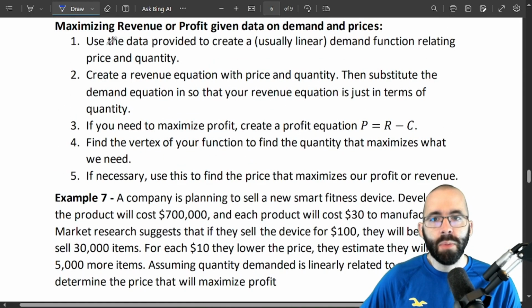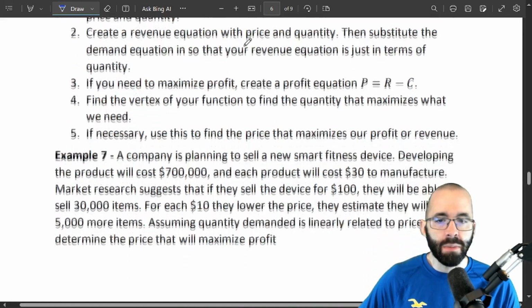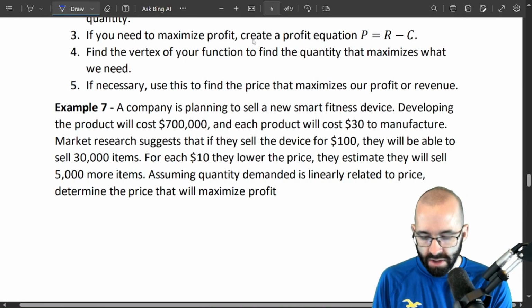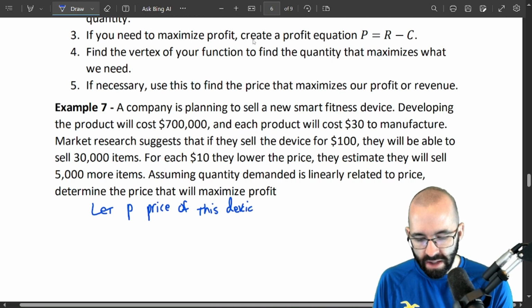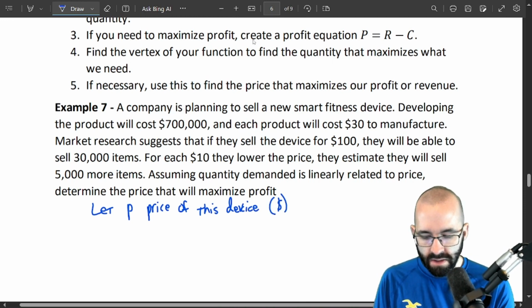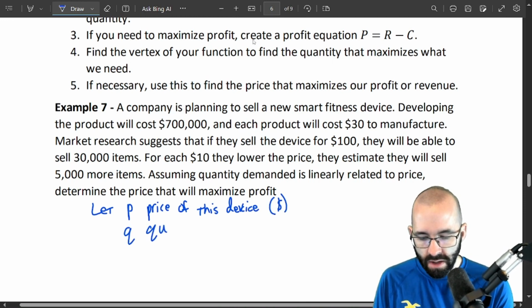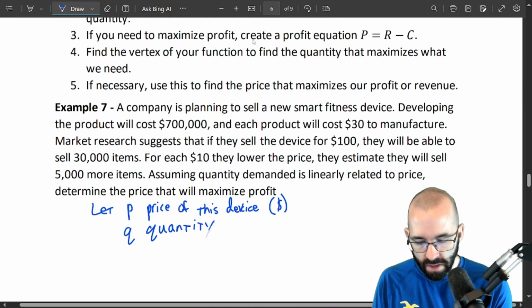Okay. Step 1. Use the data provided to create a usually linear demand function, relating price and quantity. So let P be price of this device in dollars, and Q be quantity sold.